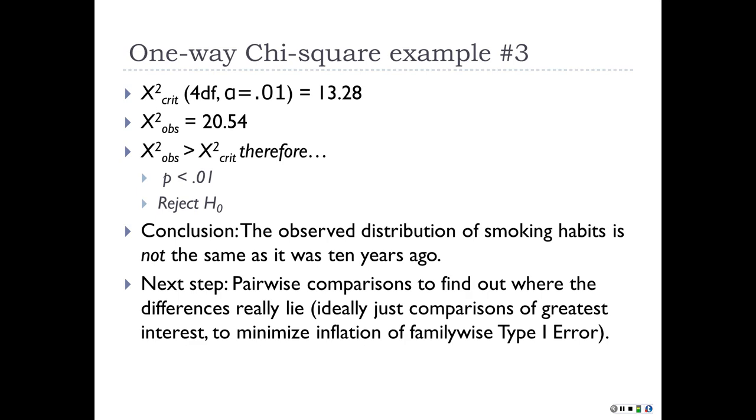And here the next step, if you felt like it, if it made sense, would be to do pairwise comparisons to find out where the differences really lie. Now ideally you would only do comparisons of just certain values so you could minimize the inflation of family-wise type 1 error, so minimize the number of extra tests that you're actually doing. But you might do them all, depending on how you rationalize things.